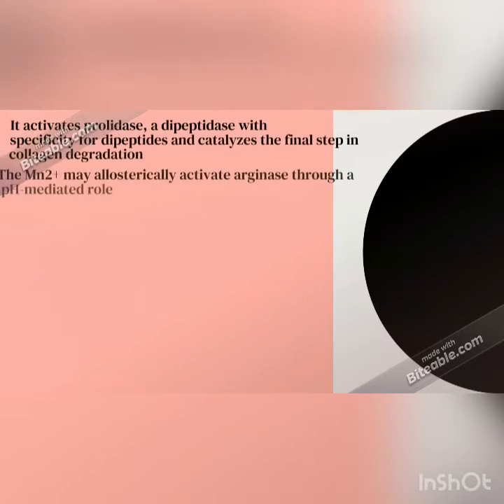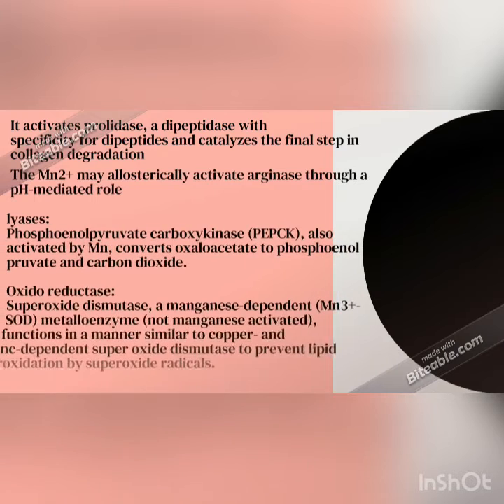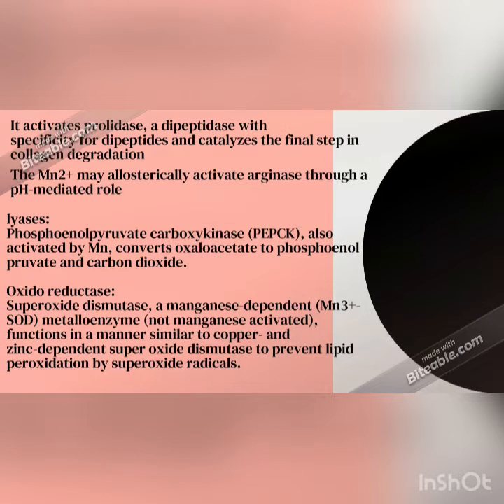It activates prolidase, a dipeptidase with specificity for dipeptides. Prolidase is found in dermal fibroblasts and catalyzes the final step in collagen degradation. The Mn2+ may allosterically activate arginase through a pH-mediated role. Lyases: phosphoenolpyruvate carboxykinase, PEPCK, also activated by manganese, converts oxaloacetate to phosphoenolpyruvate and carbon dioxide.